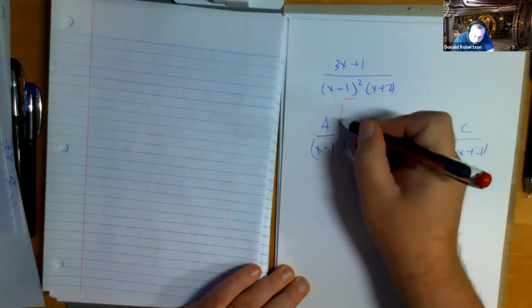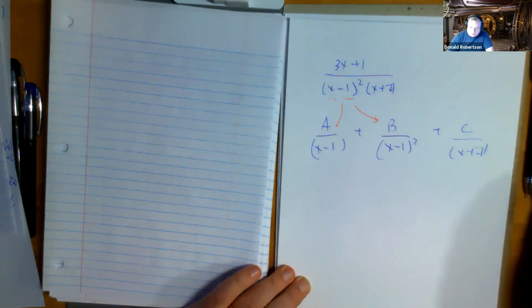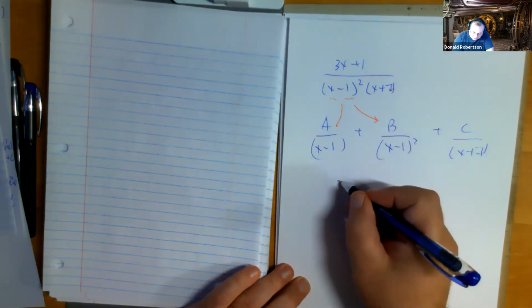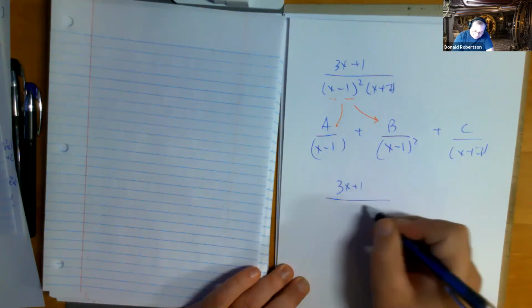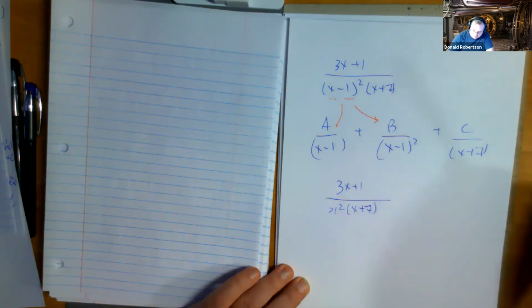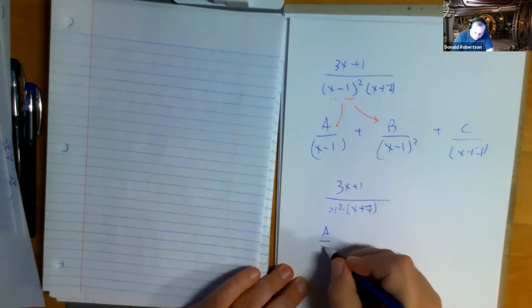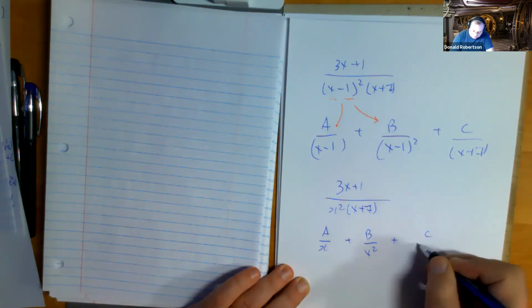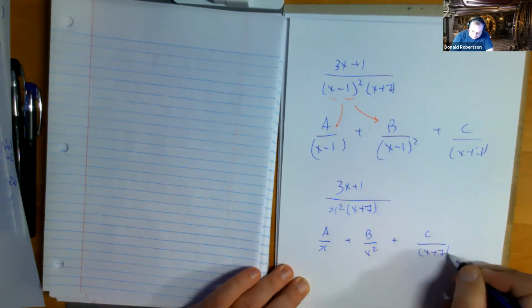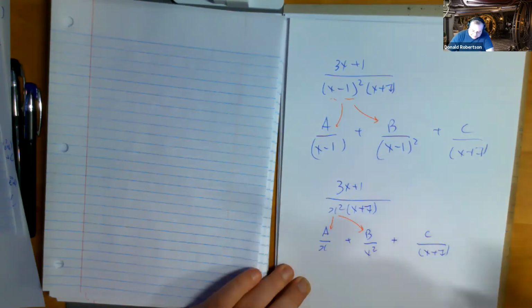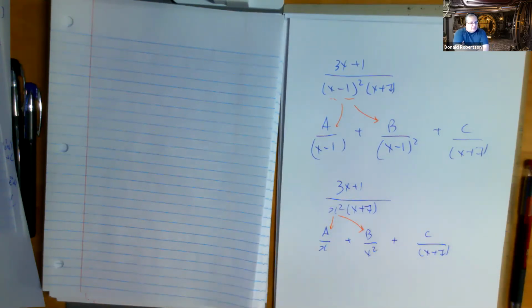This term here generates two guys. Now, even if that guy is an x squared, it's still true. This would split as a over x plus b over x squared plus c over x plus 7. Anytime you have a squared term, it splits two ways: one with the single power, one with the double.